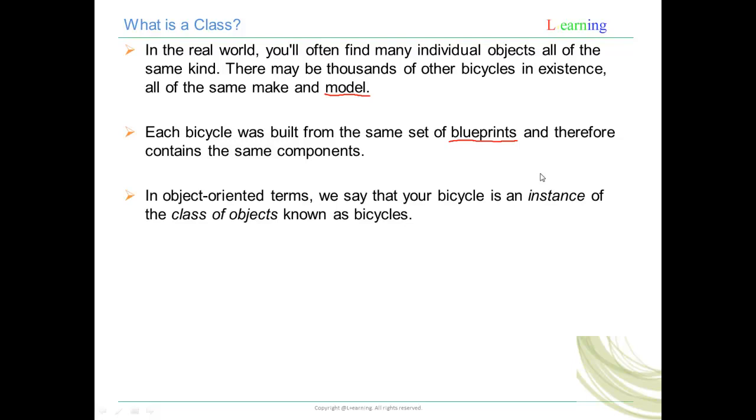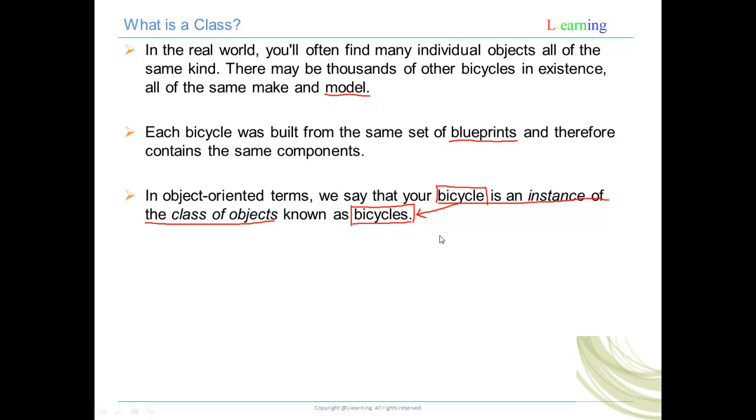In object-oriented terms, we say that your bicycle is an instance of the class of objects known as bicycles. So there is a class called bicycles, and your bicycle is an instance of this particular class.